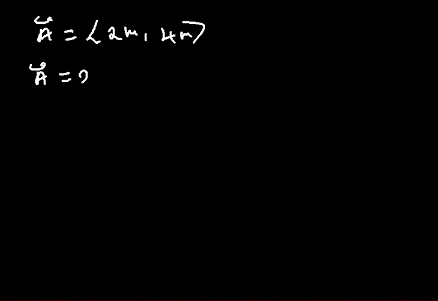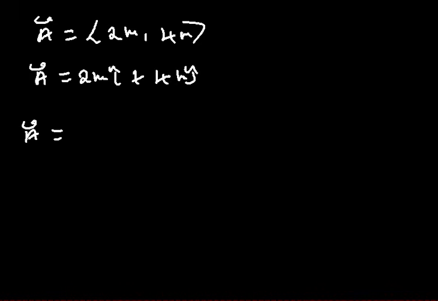Now express the following vectors in unit vector notation. Let's say we have a vector A in component form given as 2 meters, 4 meters. In unit vector notation, this is the same as 2 meters i hat plus 4 meters j hat. We'll have it as that.